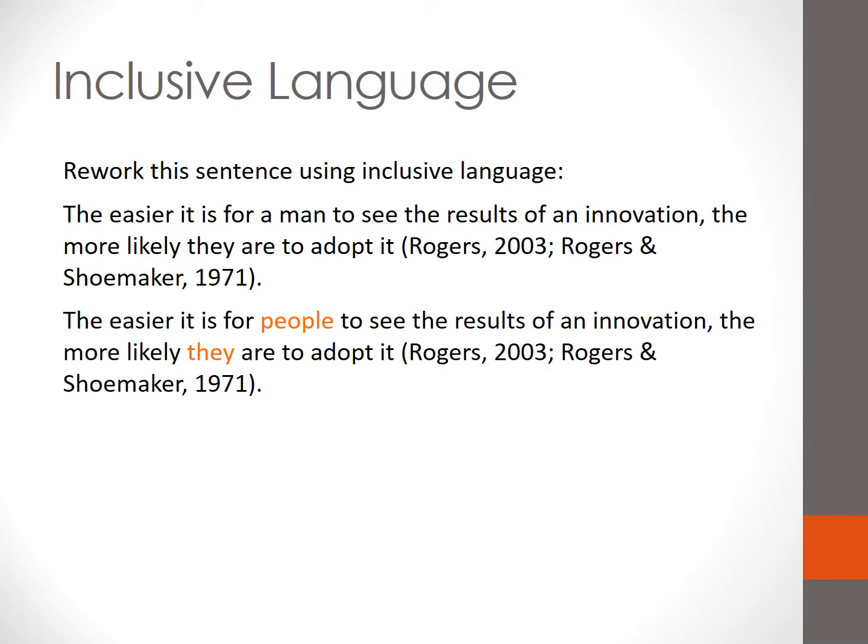To rework this sentence using inclusive language, we could write, the easier it is for people to see the results of an innovation, the more likely they are to adopt it. People is plural, so you need to make sure that you have subject-verb agreement and that it agrees in number with the pronoun they.